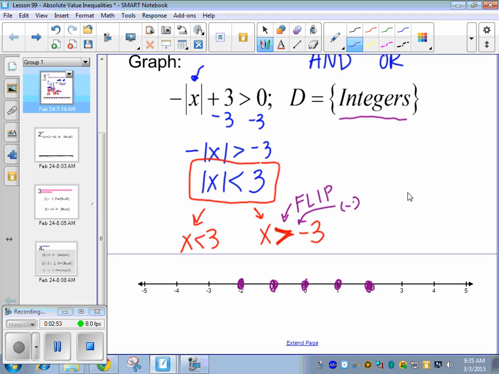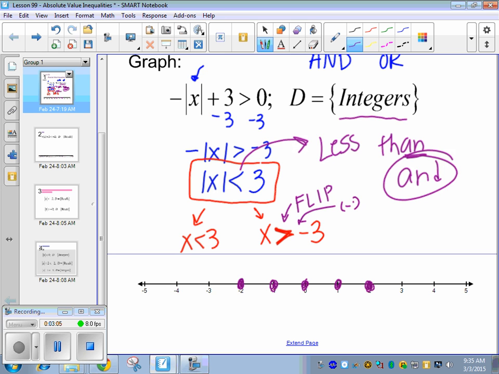The second way to know that you have an "and" graph: anytime you have less than, think of "than" as "and." Weird, huh? So less than always gives you an "and." Greater than gives you an "or." Weird. Okay, let's try it.